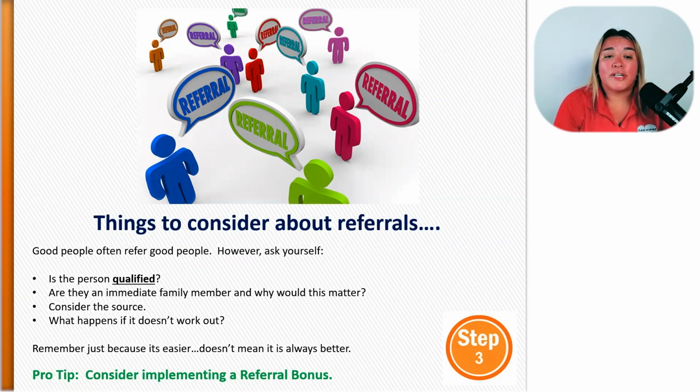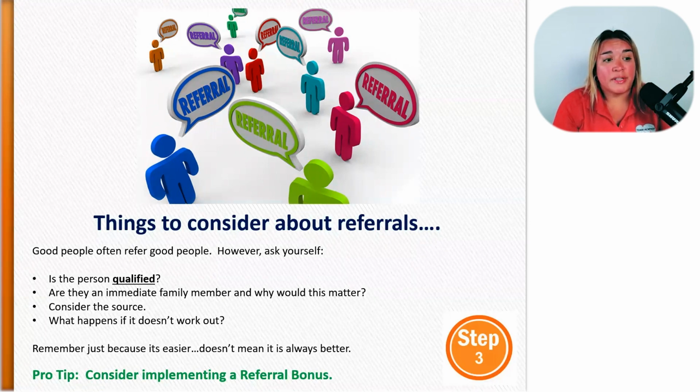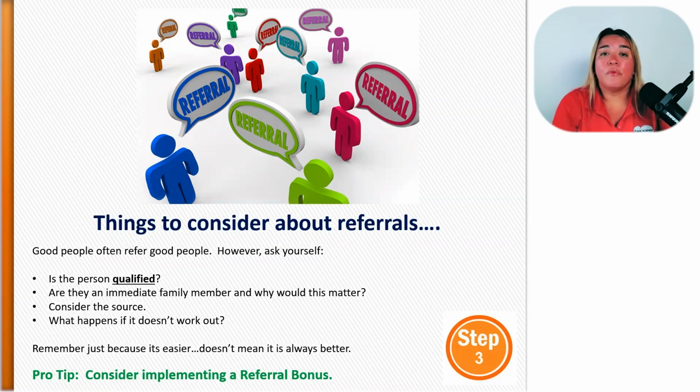So if you are going to look at family dynamics, I suggest that you also put a plan in place to cover any of those things that may happen. Consider the source. If the person giving you the referral is not the best person on your team, do you really want to consider the person that they're referring? And lastly, what would happen if it doesn't work out? One pro tip for you to consider that a lot of companies are now doing is consider implementing a referral bonus. And referral bonuses can be anything that you want them to be. There is not an industry standard that you can follow.